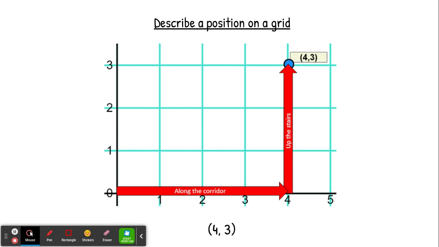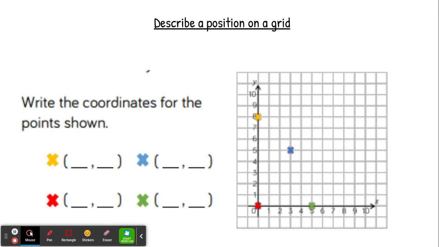So let's use this example to help us with these. Let's have a look at the yellow cross first. Now here is my grid. You can see this time it is labeled Y and X. So remember, X comes first and then Y. So along the corridor and up the stairs.